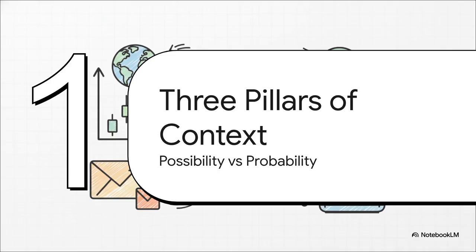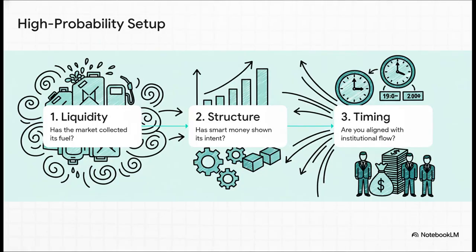Okay, so how do we start thinking about the why? Well, it all comes down to these three core pillars of context. This is the framework that's going to shift you from just spotting patterns to actually reading what the market is trying to do. And here they are. A really high probability trade isn't just a pretty pattern. It's an event that checks these three boxes. One, has the market collected its fuel? Two, has it shown its hand with a real shift in structure? And three, are you playing when the big money is actually in the game?